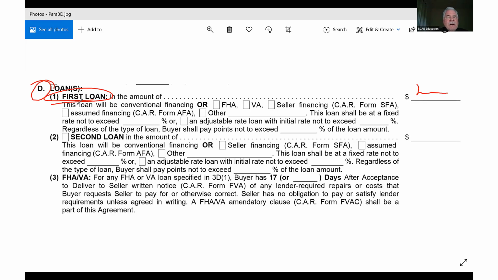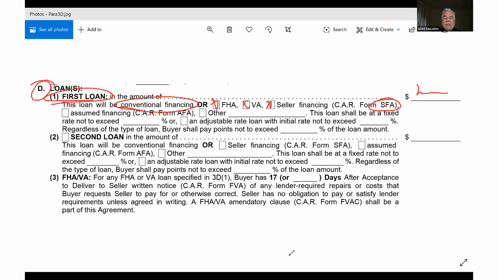The assumption here is that this loan shall be conventional financing. That's just the assumption. The majority of our loans, excuse me, are conventional financing, or it could be FHA, it could be VA, or it could be seller financing, in which case you would use the SFA form. I haven't even brought that in here today.